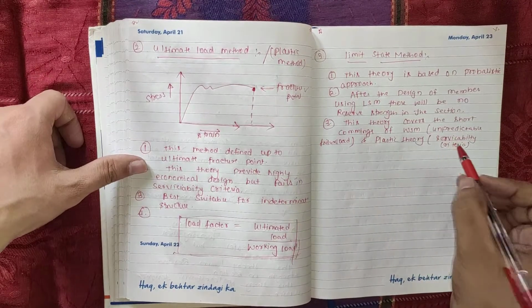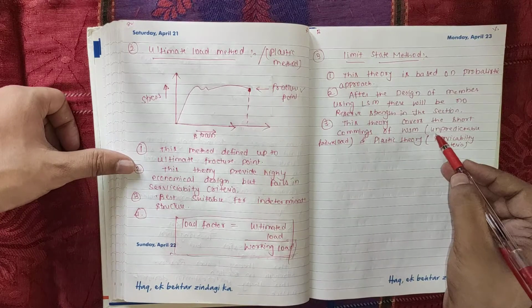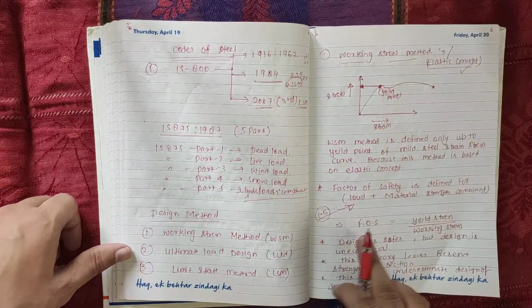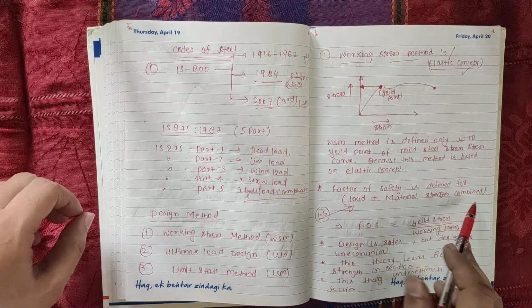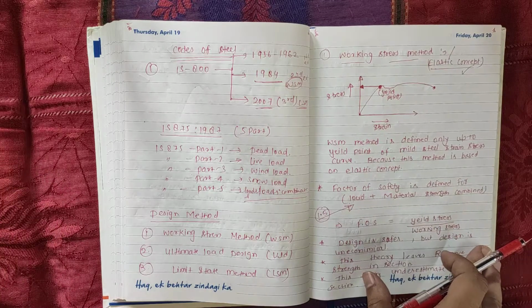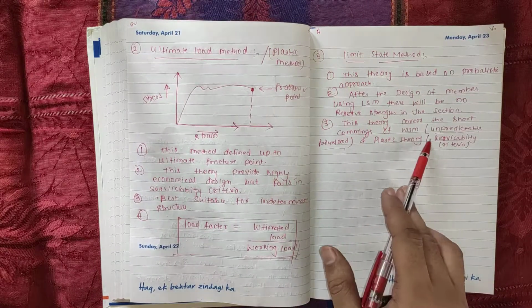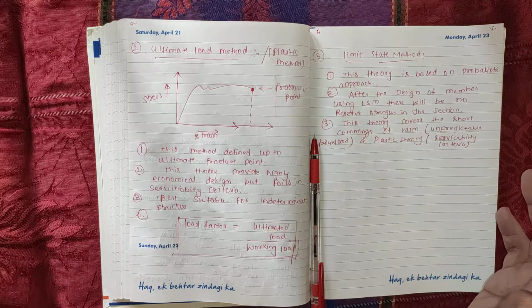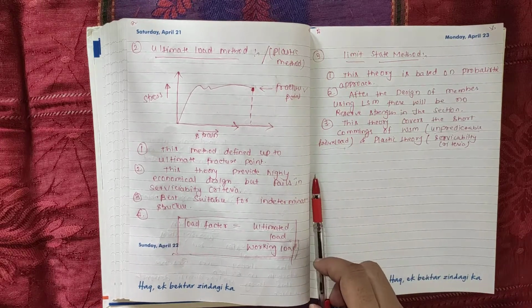Clear? I have already told you the serviceability criteria, but what is the unpredictable failure load? I have already told you the factor of safety is defined for load plus material strength combined. So we cannot define how much load is coming on the structure. So this is the unpredictable load which causes a failure. This is the shortcoming of WSM, but LSM covers up the shortcoming of WSM.